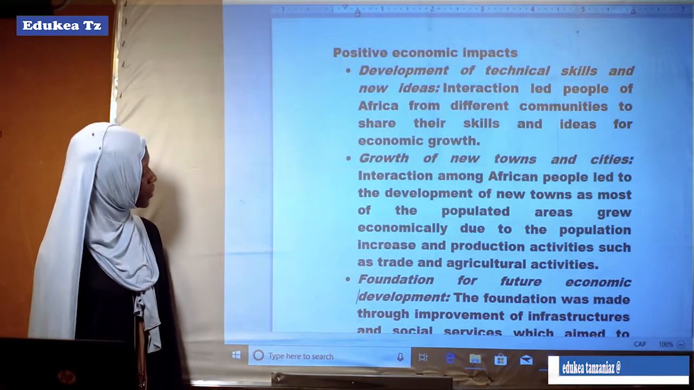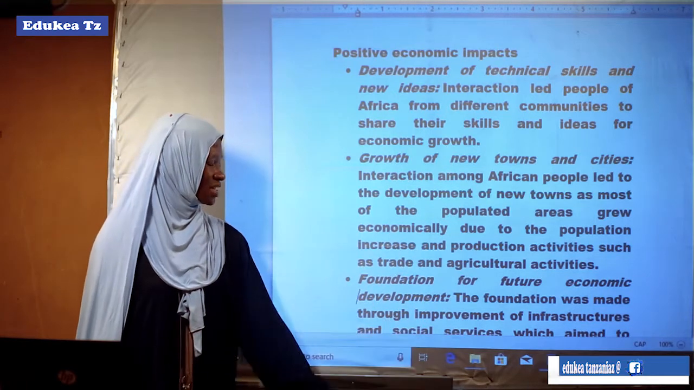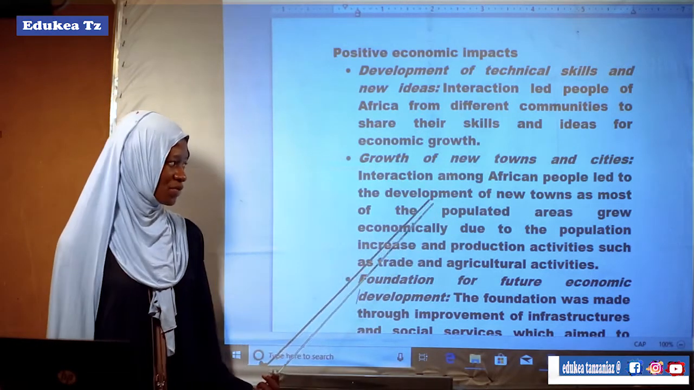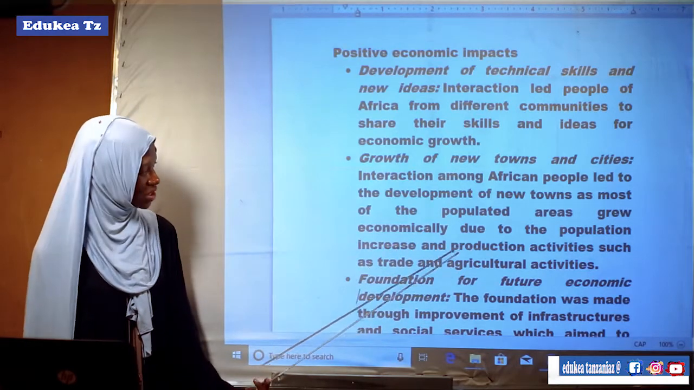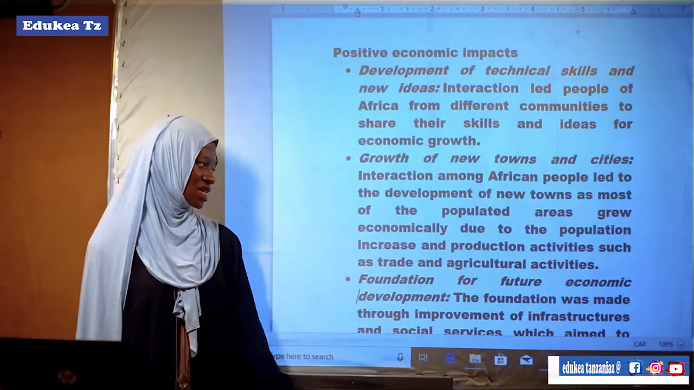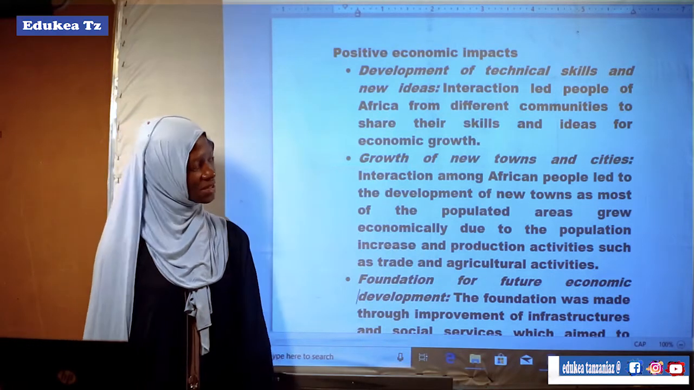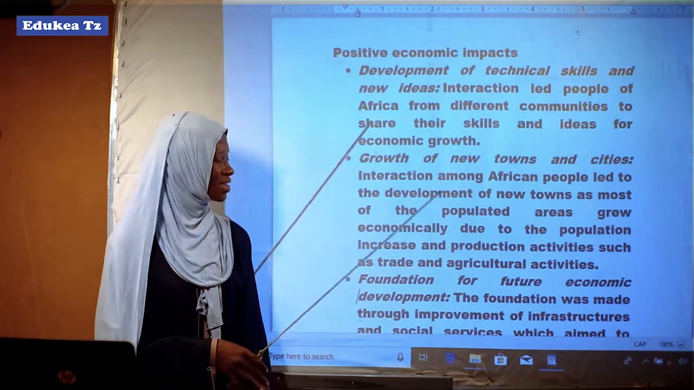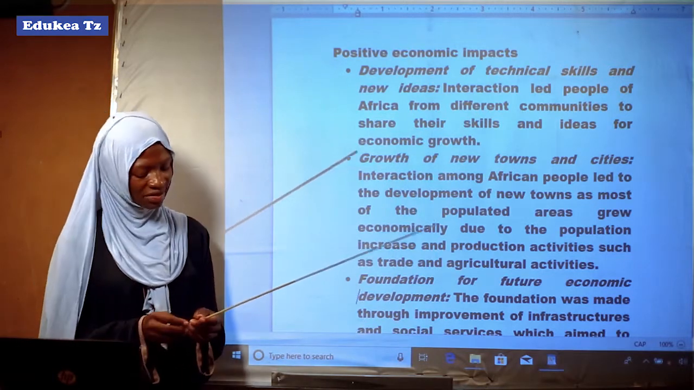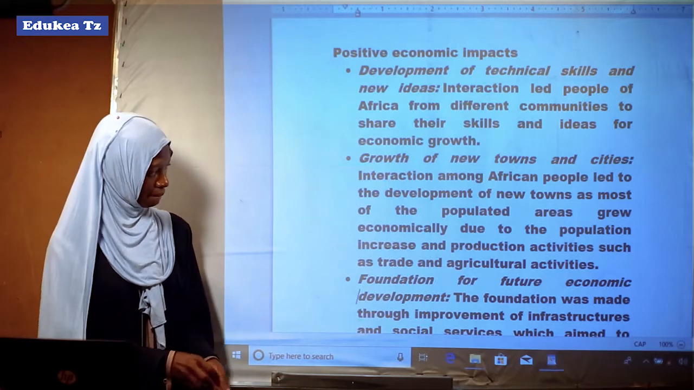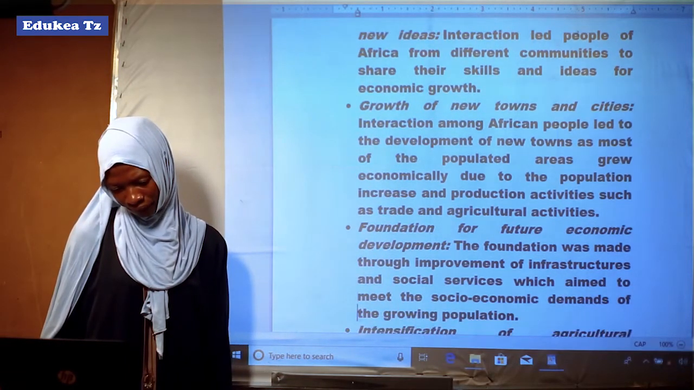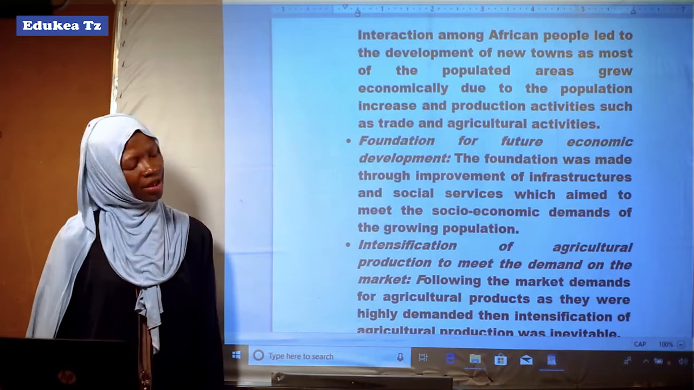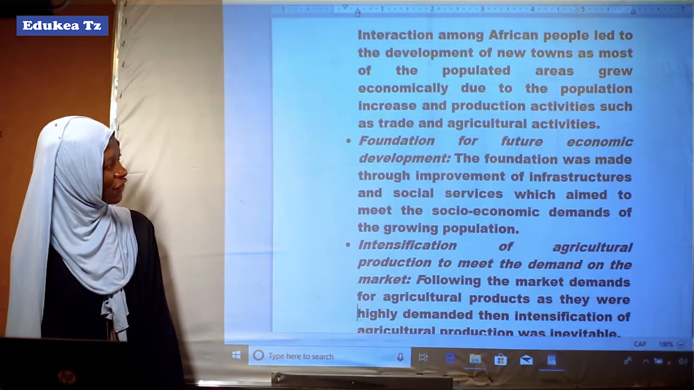The next one is growth of new towns and cities. Interaction among African people led to the development of new towns, as most of the populated areas grew economically due to the population increase and production activities such as trade and agricultural activities. A good example here is places like Timbuktu and Gao. These places developed during the trans-Saharan trade.